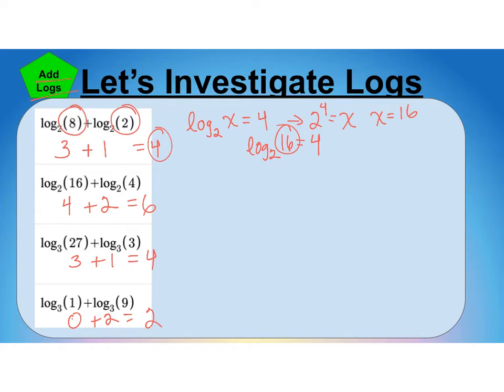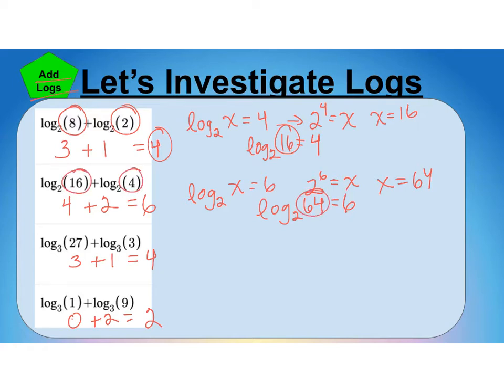Let's try this one. We have log base 2 again. This time, we'll call that x. We want it to equal 6. So 2 to the 6 equals x. And that would be 64. So we have log base 2 of 64 equals 6, because 2 to the 6 equals 64. What's the relationship between 16, 4, and 64?